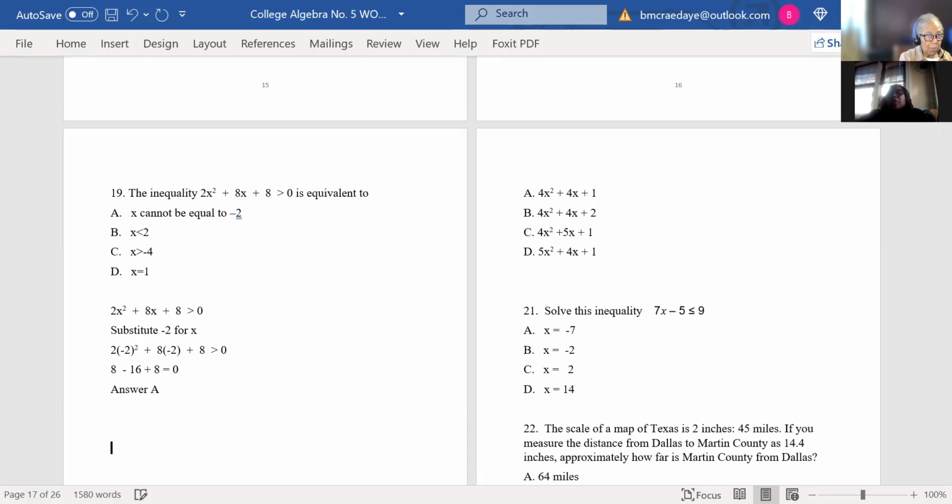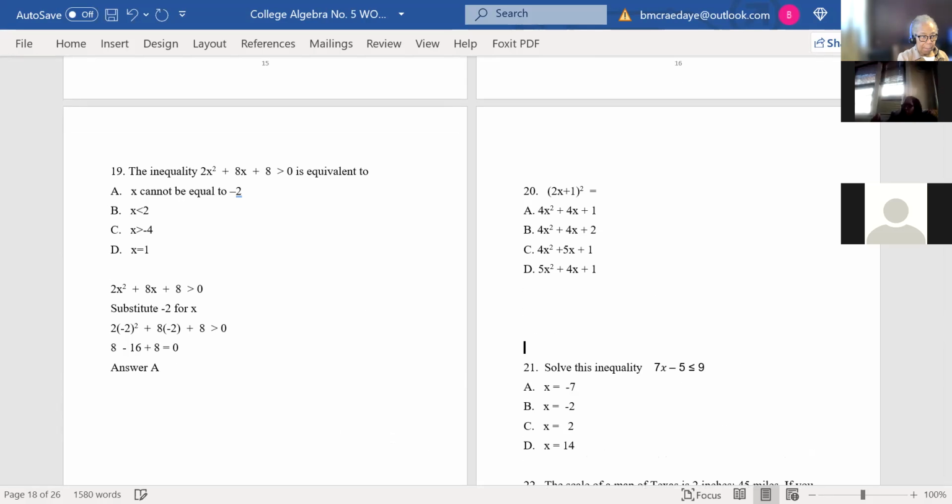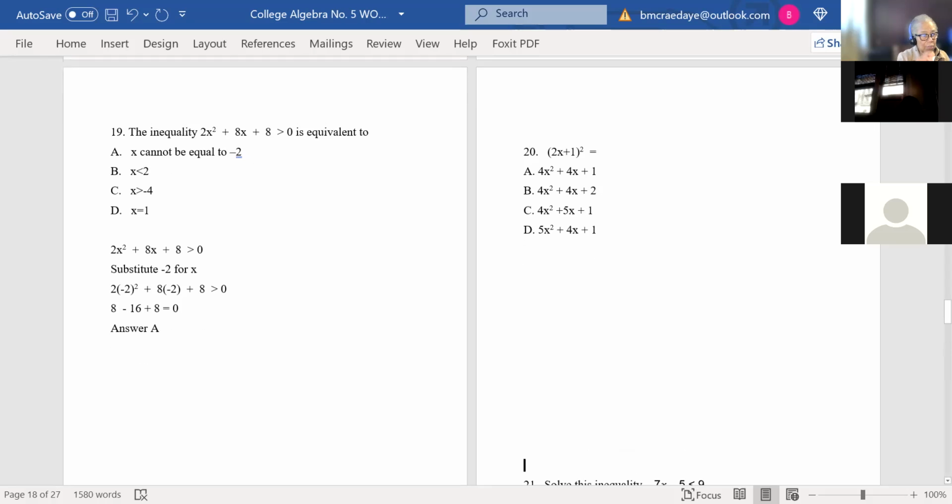Okay, let's go to 20. Latoya, you followed 19? Yeah, it's a substitution of the variable. And when you put the -2 in, you don't get a sum greater than 0. You get a sum equals 0. So that means it cannot be a -2 because you don't get a sum greater than 0 when you substitute in the -2. Thank you.